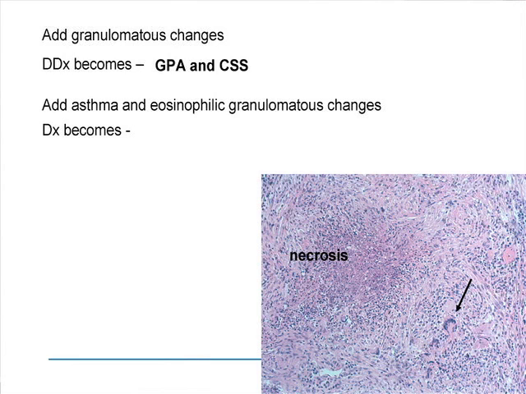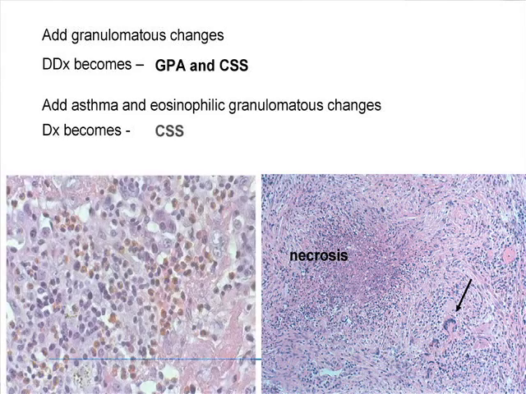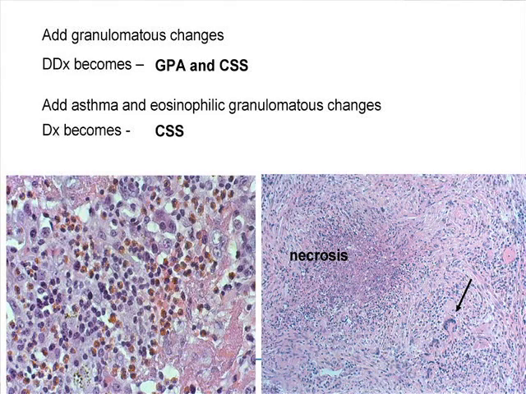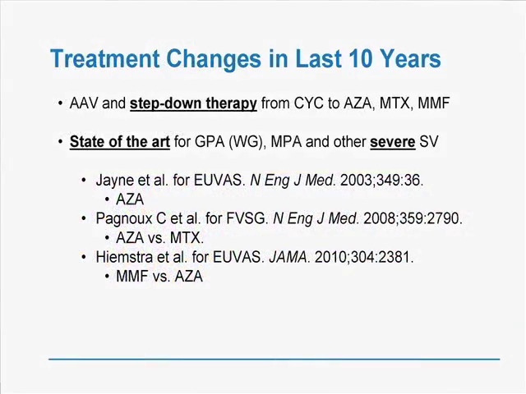Now, if we add to that clinical phenotype that your patient has asthma and eosinophilic granulomatous changes, the diagnosis is only one thing. And here you can see the eosinophils within the lung biopsy. That diagnosis is only Churg-Strauss. There's no differential.